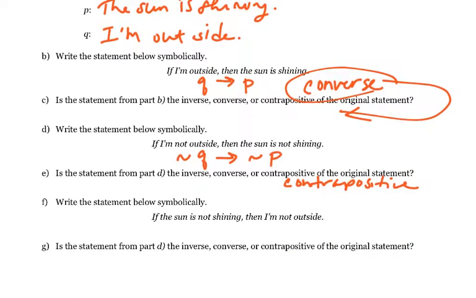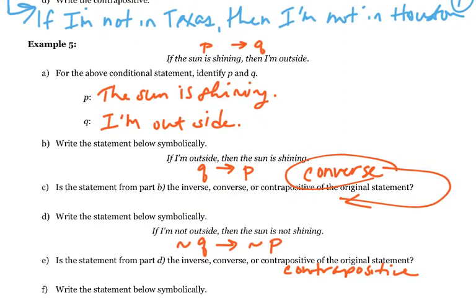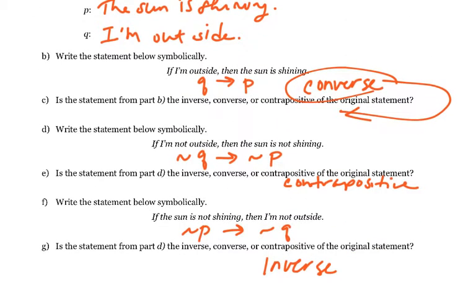Then we have if the sun is not shining, so that's not P, then I am not outside, that's not Q, and that is my inverse. If you just negate the original P and Q, so they're in the same positions, that's your inverse. There are some fun videos online or like songs and things where you can learn which one's the inverse, converse, and contrapositive. If you want to look those up, just Google ways to remember inverse, converse, and contrapositive.